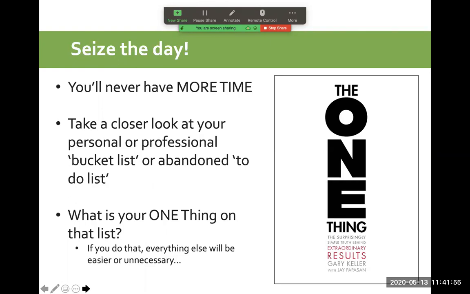I would encourage you to take a look at your personal and professional bucket lists or those abandoned to-do lists and try to identify the one thing on those respective lists that if you do that, everything else will be easier or unnecessary. And we're doing that on the team here at the Nonprofit Risk Management Center. We do this weekly now, where every week we get together and we each share the one thing that I want to focus on this week.